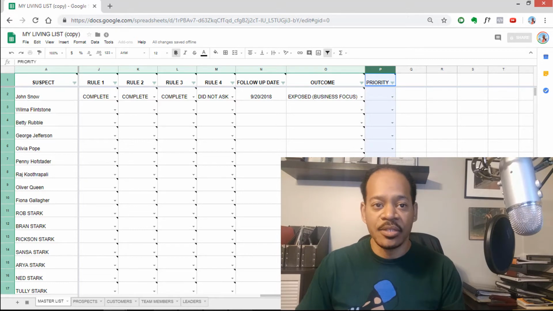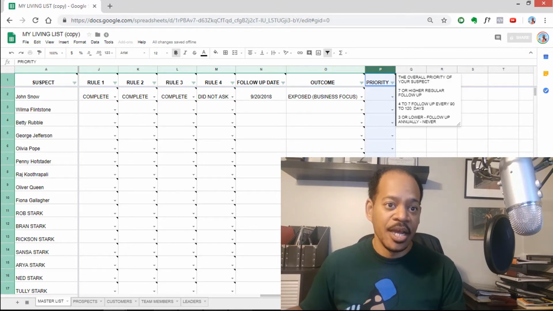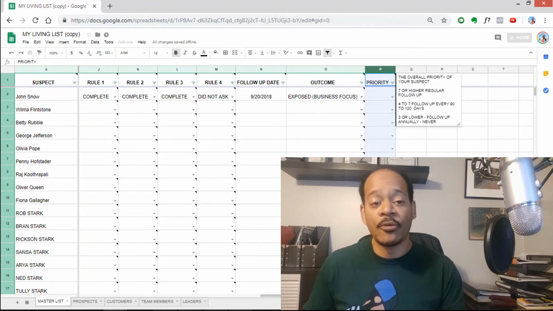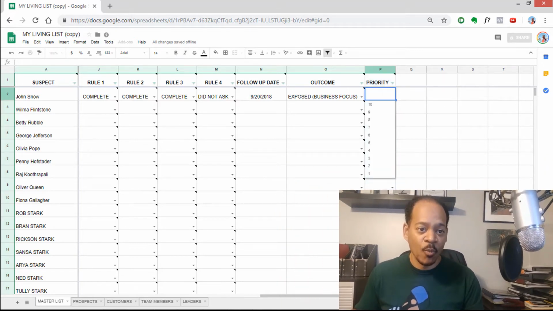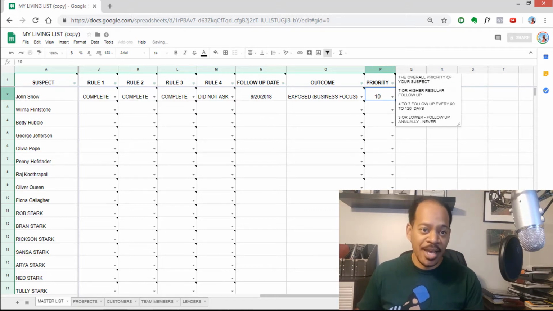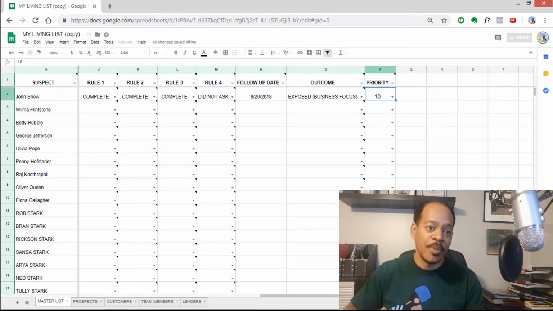And as always, you can add notes. Now let's look at updating the final column of our master list, priority. And the priority column is simply another way you can sort your list for follow-up, because some people you want to follow up with more frequently than others. So this allows you to prioritize your suspects from 1 to 10, with 10 being the highest priority. And we'll make Jon Snow a 10 because we've exposed him to the business and because he's a hot prospect that we need to follow up with as soon as possible to collect a decision.